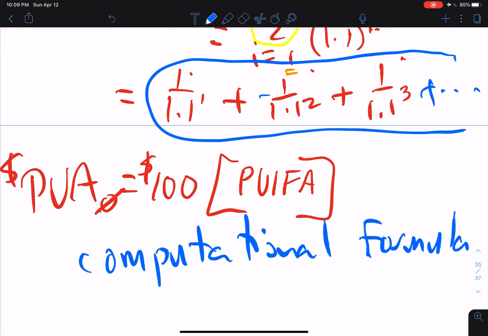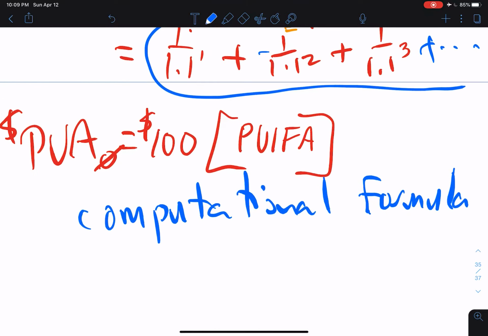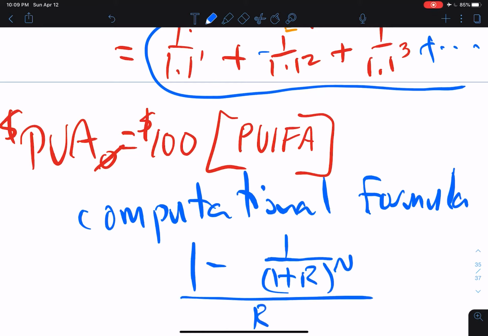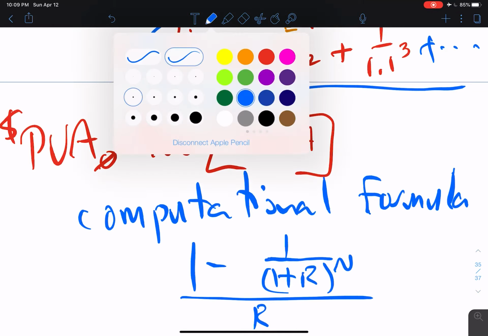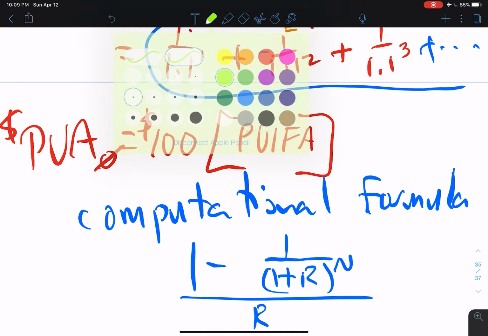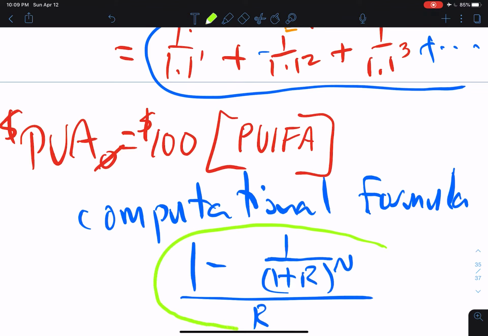And it ends up there is. So let's now see how it comes into being. I'll tell you what the computational formula is. It's 1 minus 1 over 1 plus r to the nth, all over r. That is the computational formula for the PVIFA.